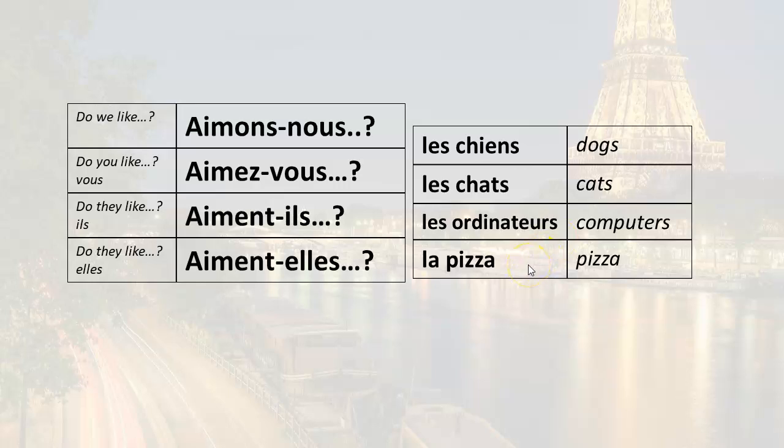Do they like, with elles? Do they like dogs? Aiment-elles les chiens? Do they like cats? Aiment-elles les chats? Do they like computers? Aiment-elles les ordinateurs? Do they like pizza? Aiment-elles la pizza?